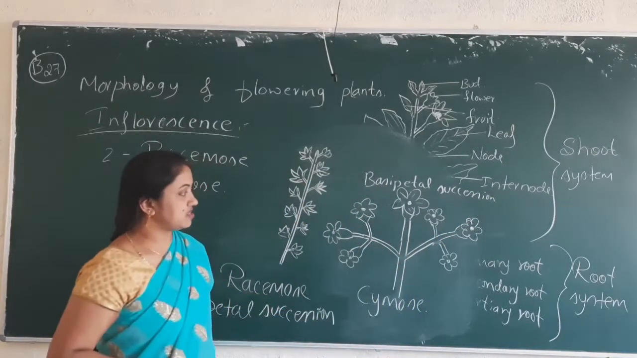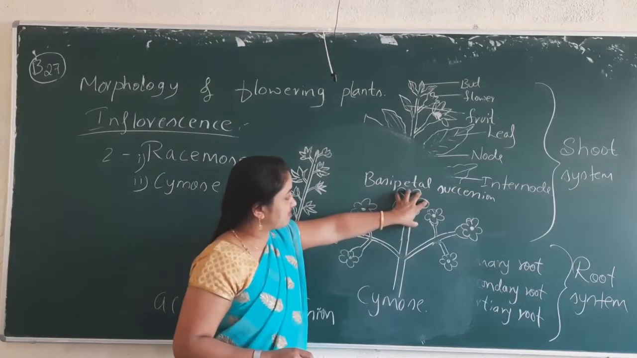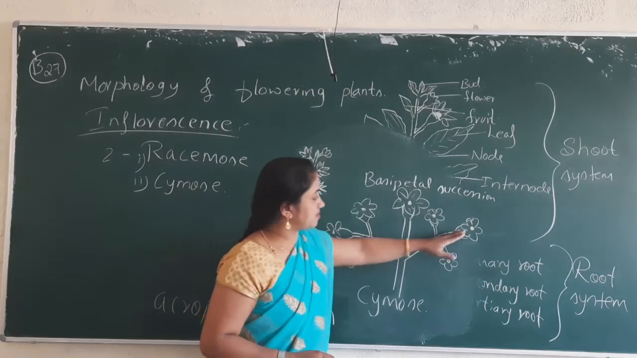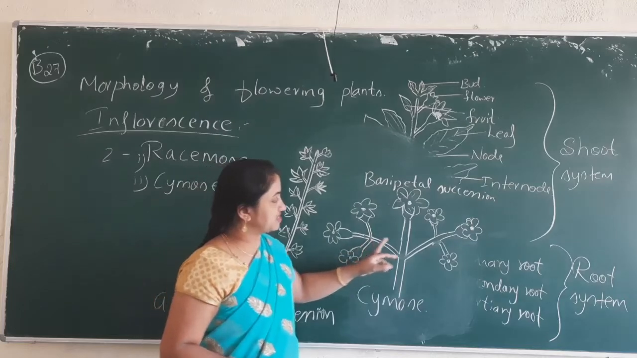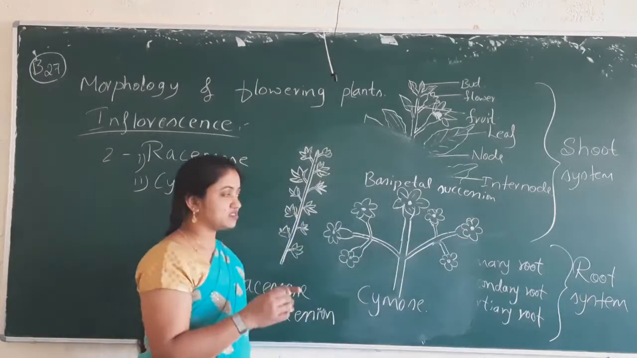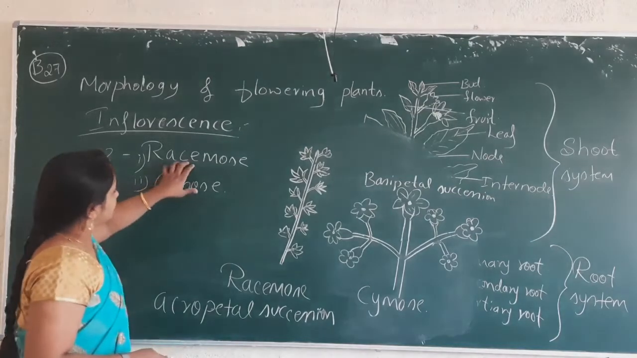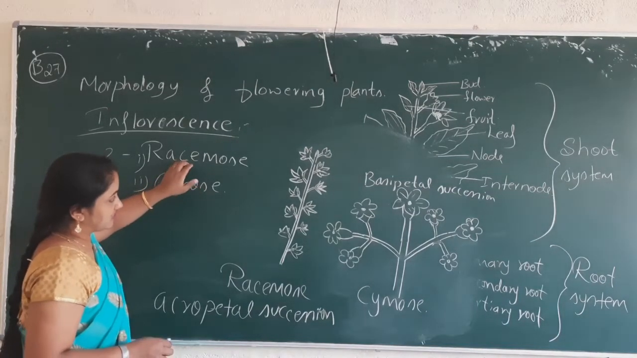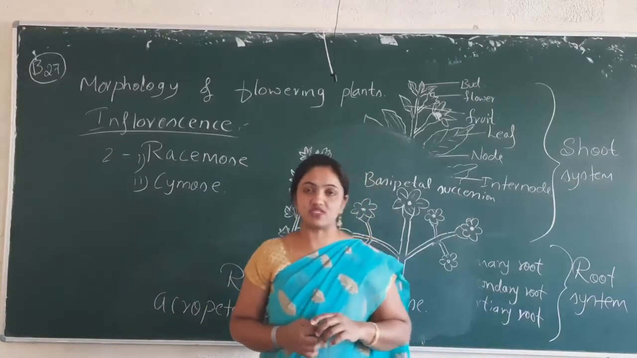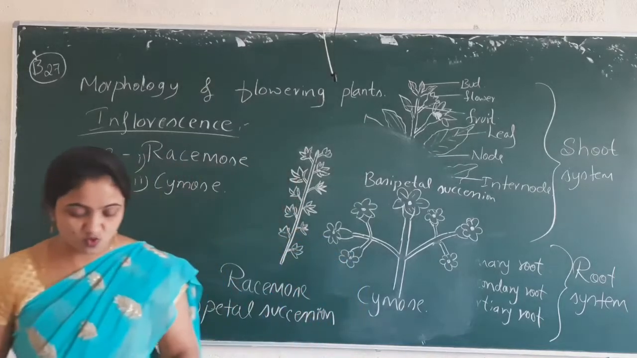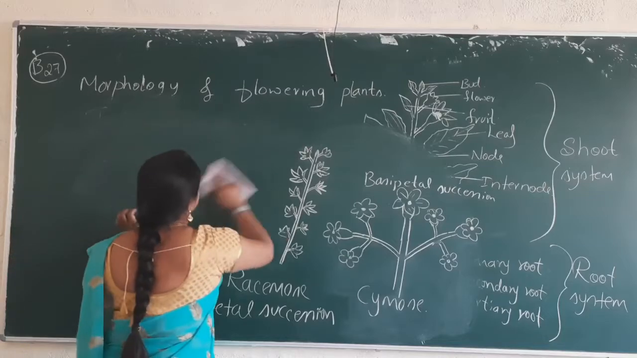In the base region, the flowers grow. Consider this is one flower; at its base, the branches arise. Consider this is one flower; at its base, the flowers arise. So this is how the flower arrangement will be in the two types of inflorescence, known as racemose, and one more, the cymose type of inflorescence. With this, we will move on to the description of a flower.